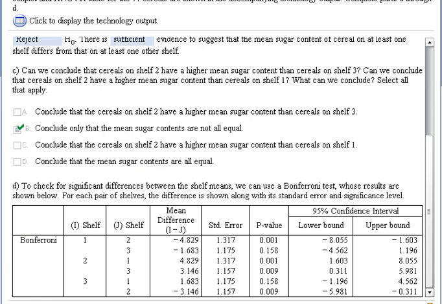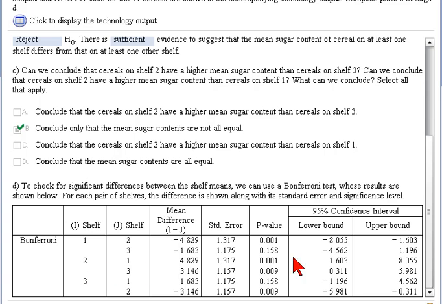But we can do a Bonferroni analysis, which has been done for us with a computer, and we just have to interpret it. It says to check for significant differences between shelf means, we can use a Bonferroni test, whose results are shown below. For each pair of shelves, the difference is shown along with the standard error and the significance level. So how you would read this is you would say to yourself, okay, between shelf 1 and shelf 2, the p-value is 0.001. So you would reject the hypothesis that they have an equal difference.